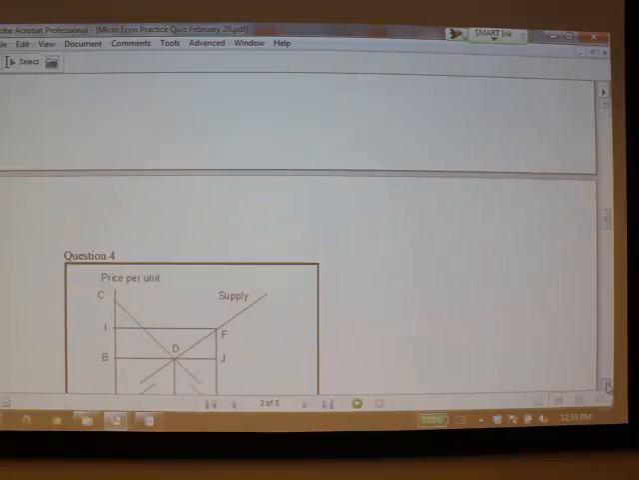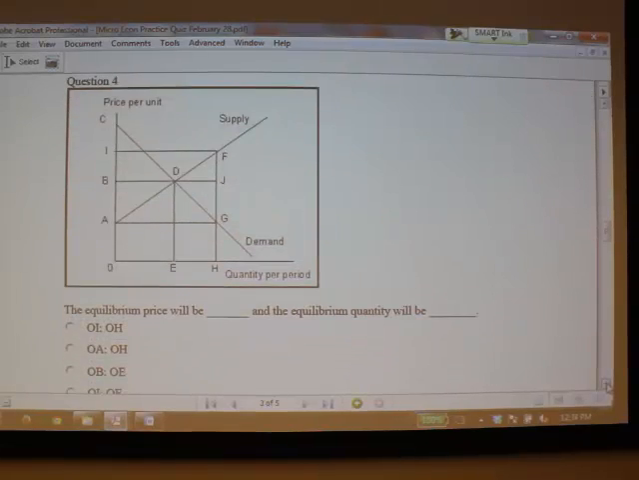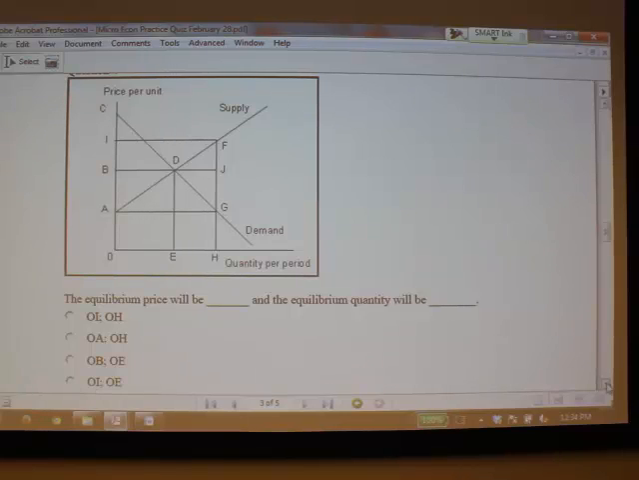Question 4. This is an easy one. It actually is not even really about concepts from this chapter. It's a simple question about equilibrium price. Well, supply and demand intersect here, then we know that this will be the equilibrium price. This will be the equilibrium quantity. So the equilibrium price will be OB, and the equilibrium quantity will be OE.